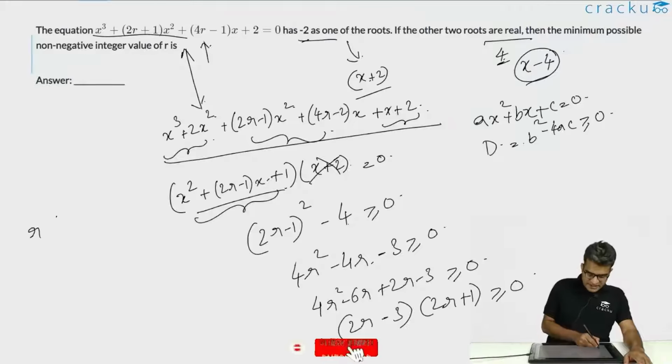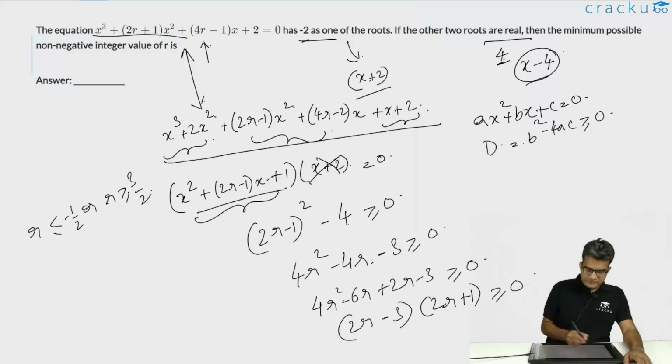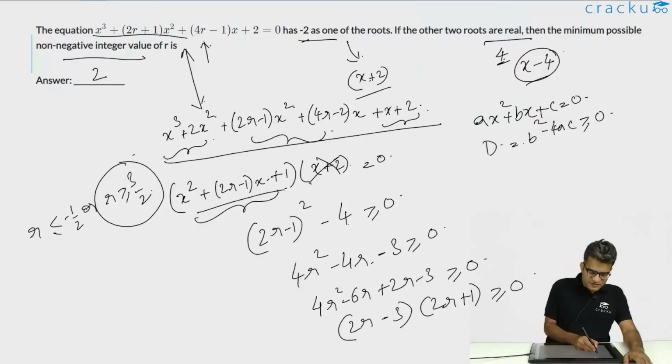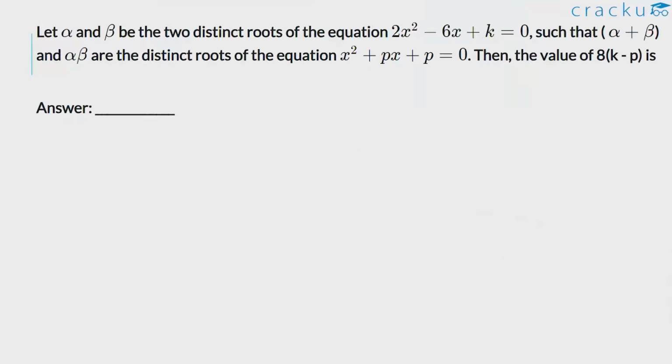So either r is less than or equal to minus 1 by 2 or r is greater than or equal to 3 by 2. We are required to calculate the smallest non-negative integer value of r. So r is greater than or equal to 3 by 2, which is 1.5. So the smallest possible value of r is 2.